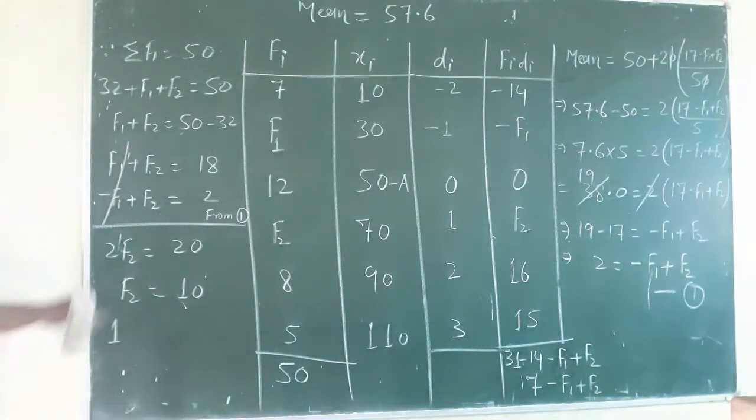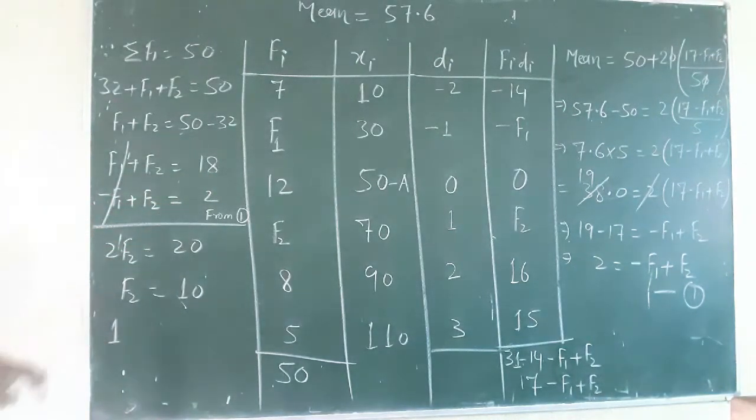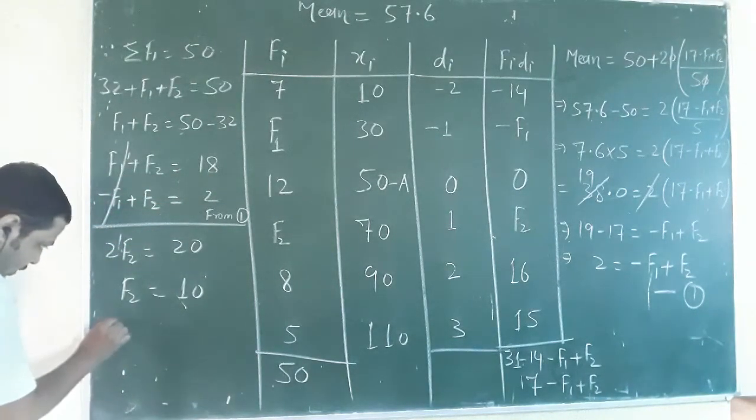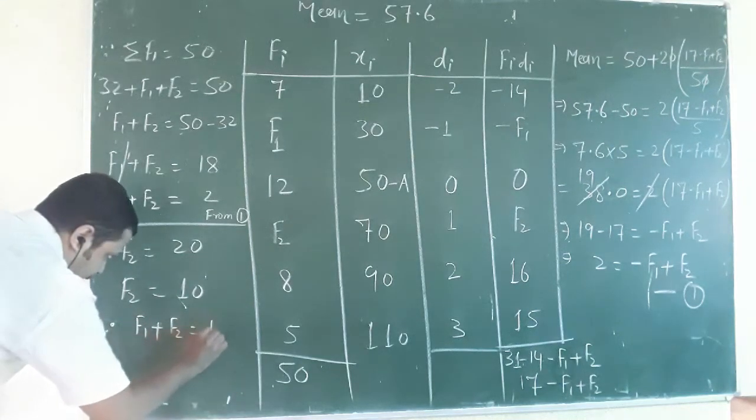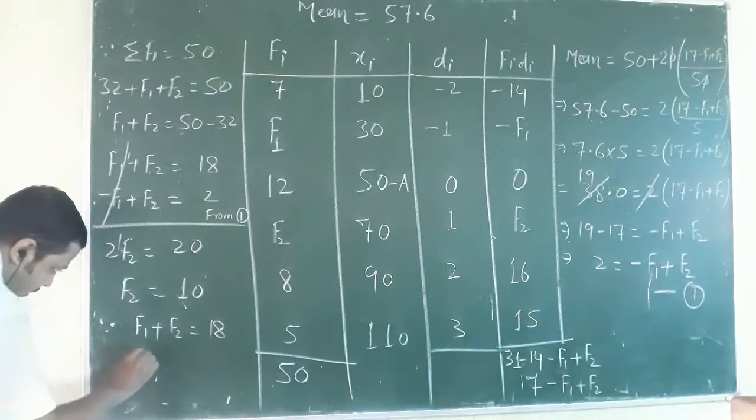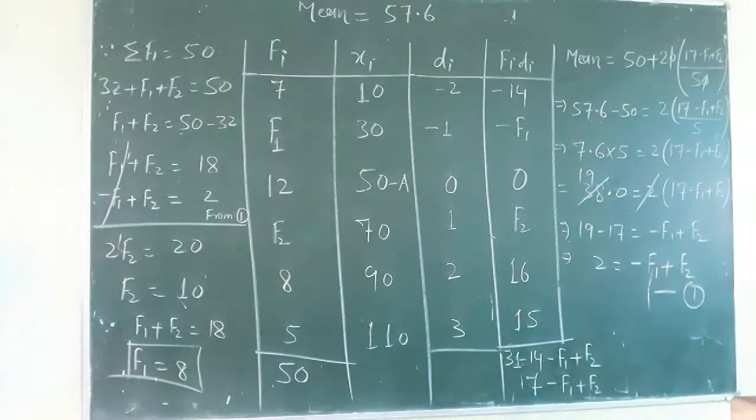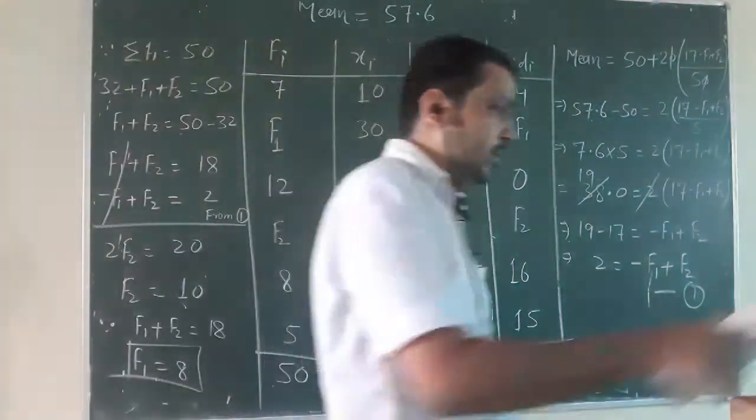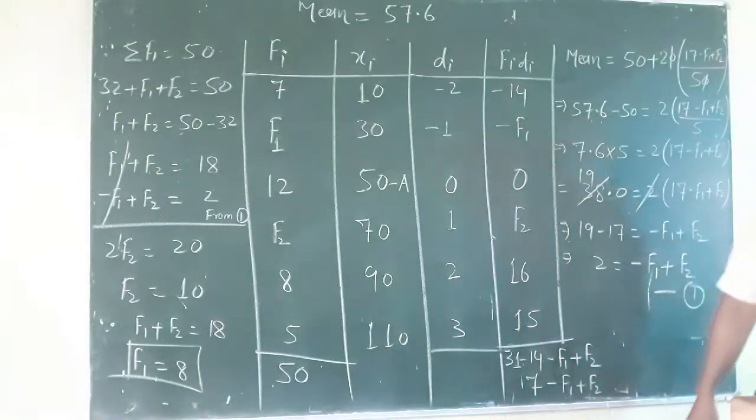As you are saying, see this one, F1 plus F2 is equal to 18 and F2 is 10. So since F1 plus F2 is equal to 18 and F2 is 10, F1 will be 8. F1 will be 8. This is the process to solve missing frequency from the step deviation method.